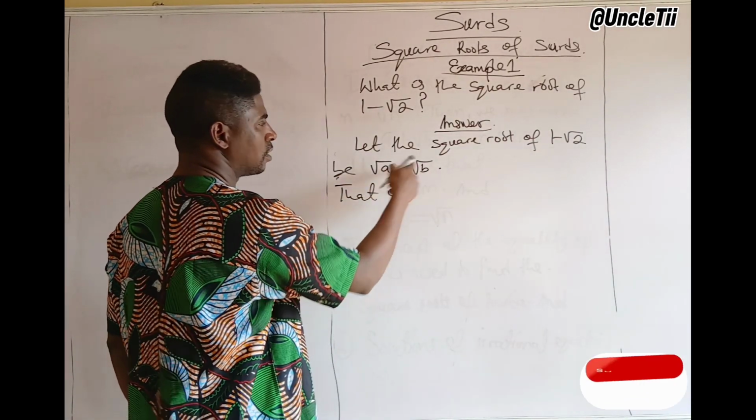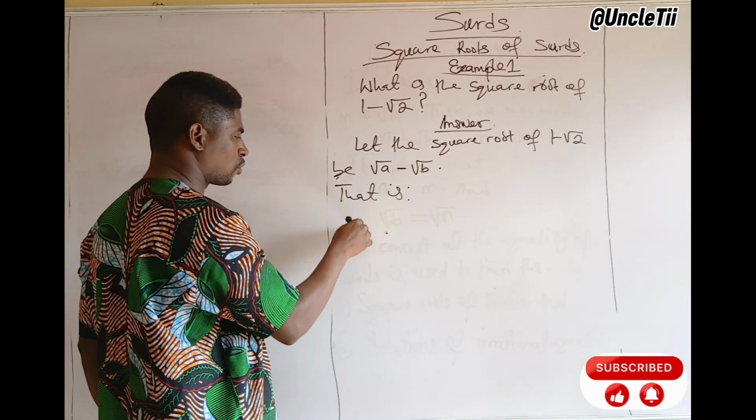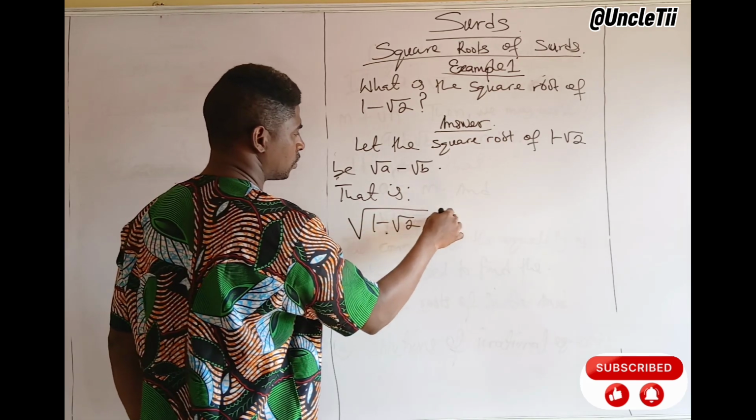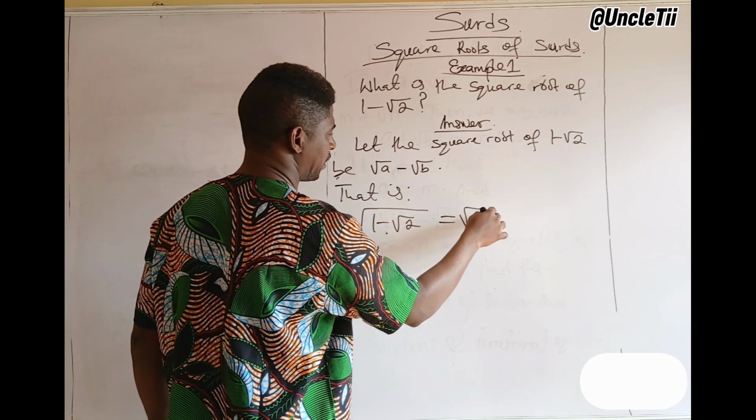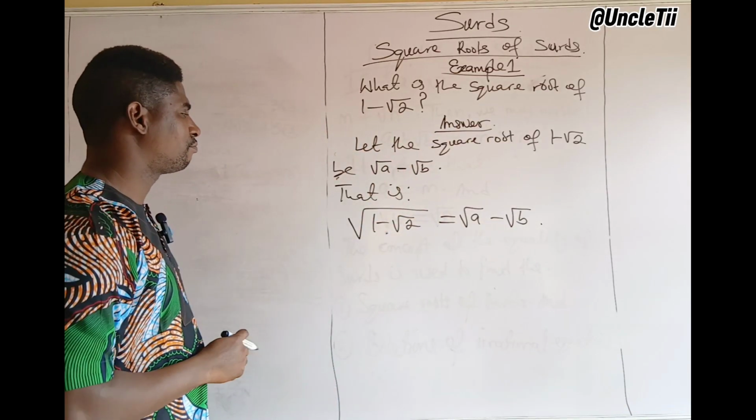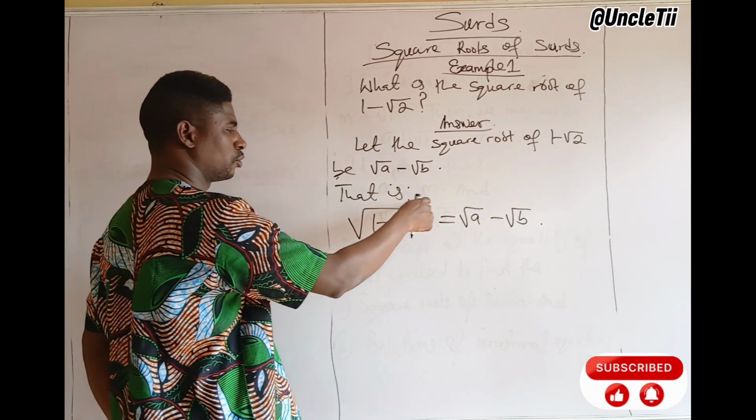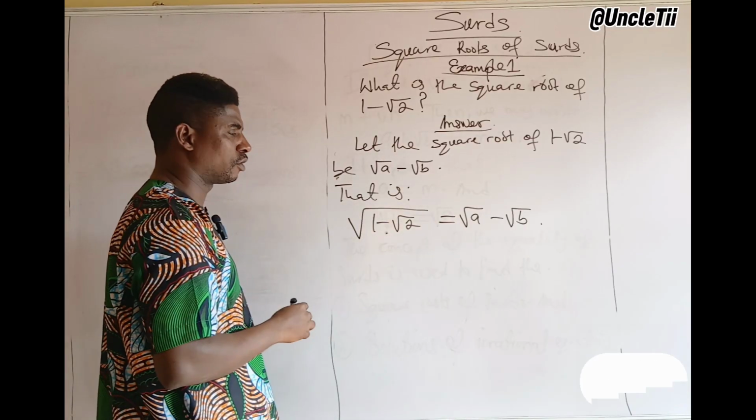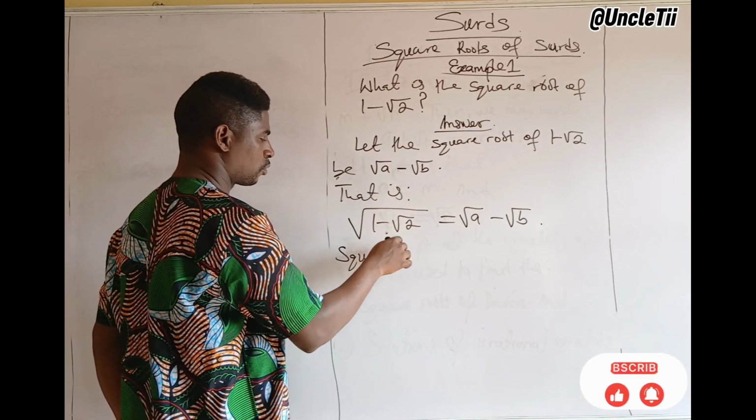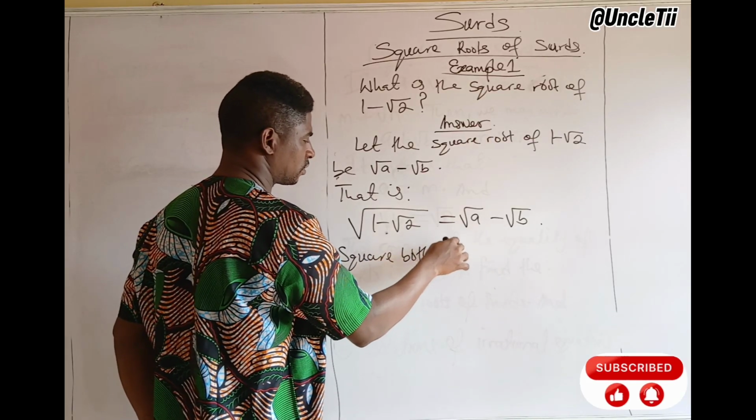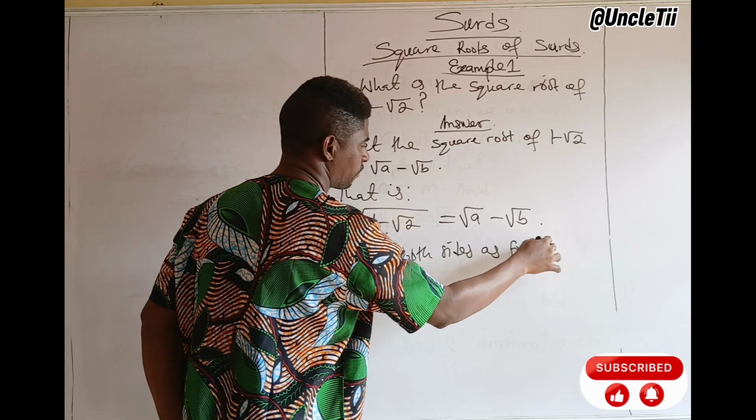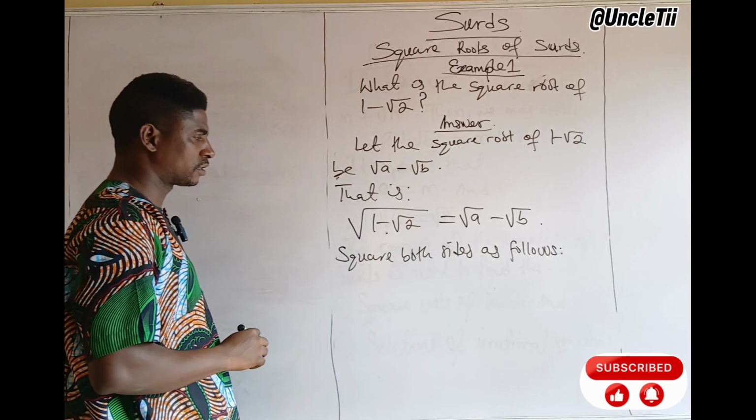That is, with this assumption now, we are saying square root of 1 minus root 2 is equal to root A minus root B. Then how do you get rid of the square root sign of this number? It is to square both sides as follows.